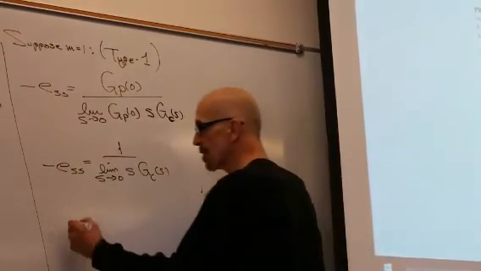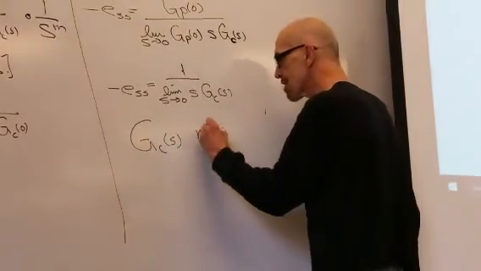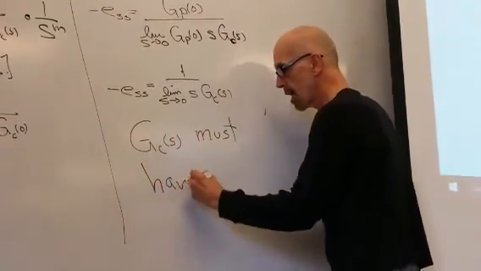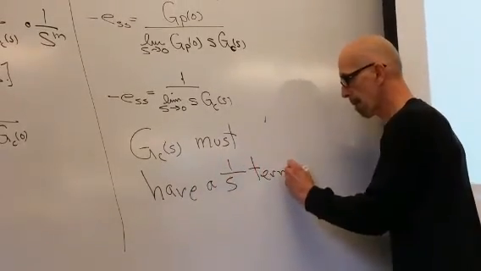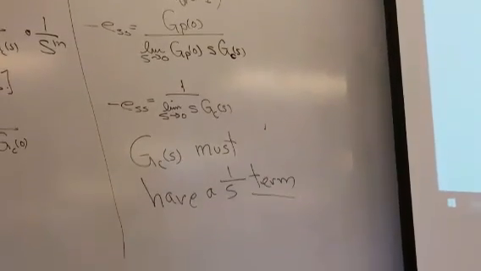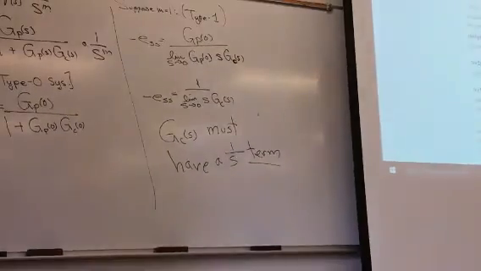So for a type 1 system, GC of s must have a 1 over s term. That means it must have a pole at the origin. That means we must use integral control. That's an integrator.